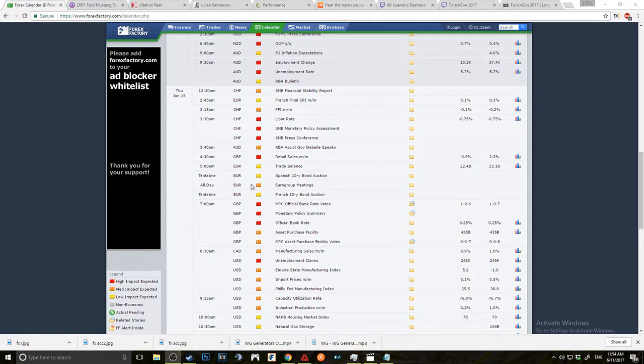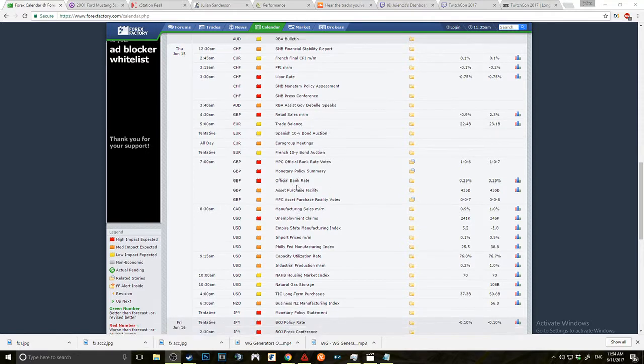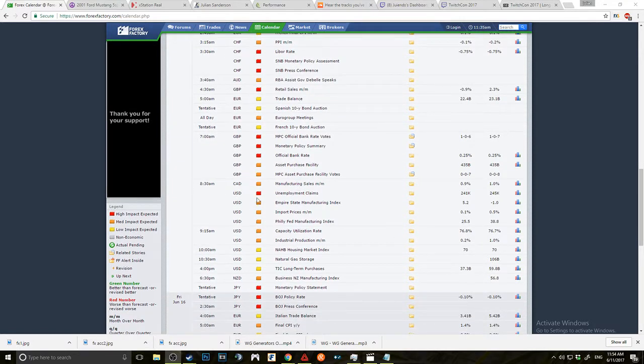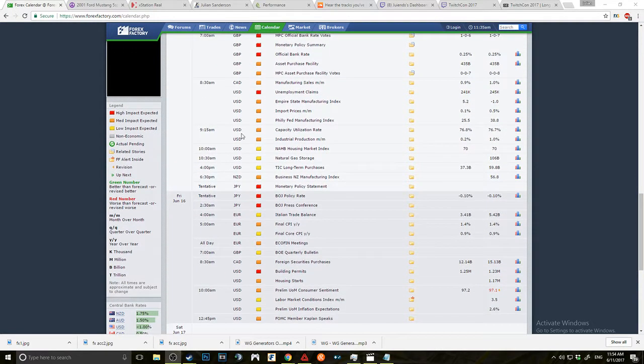Coming down even further, we have more British pound news in the morning going into the New York session, where we have bank rate votes and official bank rates. And we have unemployment claims, so we'll see how the dollar index and the value of the dollar are impacted.